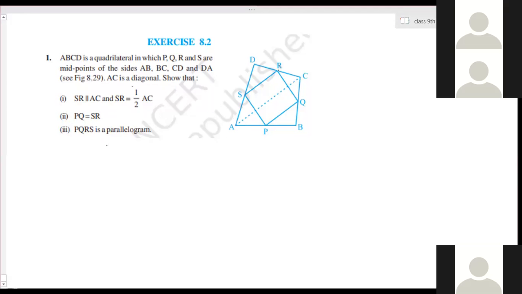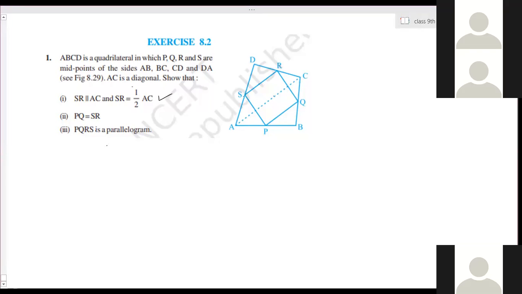In triangle ADC, R is the midpoint of DC, S is the midpoint of AD. So therefore by the midpoint theorem, what can we say? SR is parallel to AC and half of it. S and R both are midpoints and this is a triangle. So the line joining the midpoints of two sides is always parallel to the third side as well as half of the third side. So SR is parallel to AC and SR is half of AC. So that is the first statement proved.